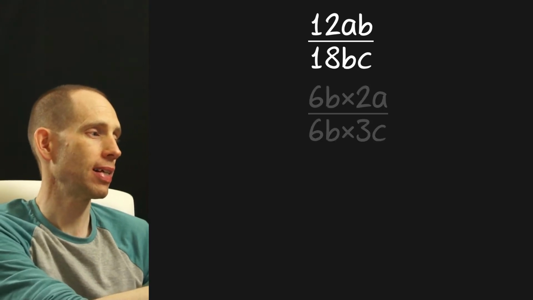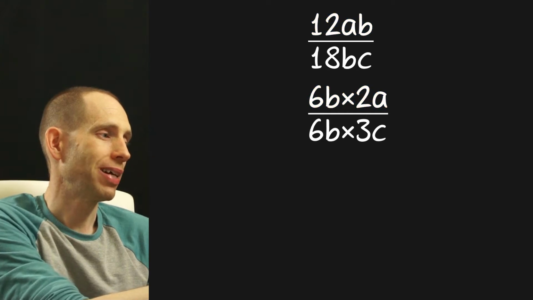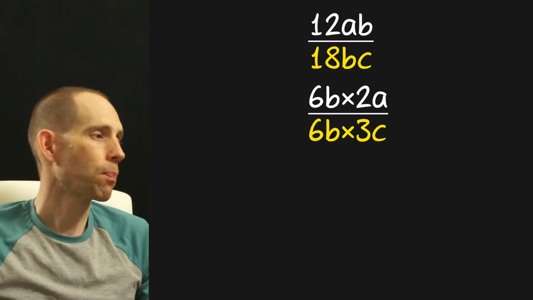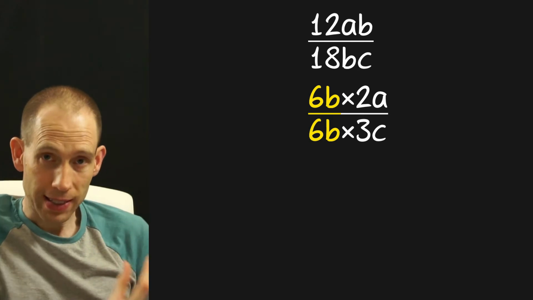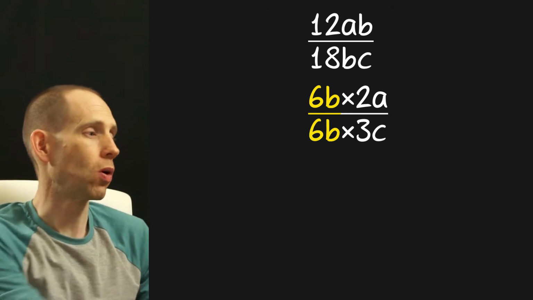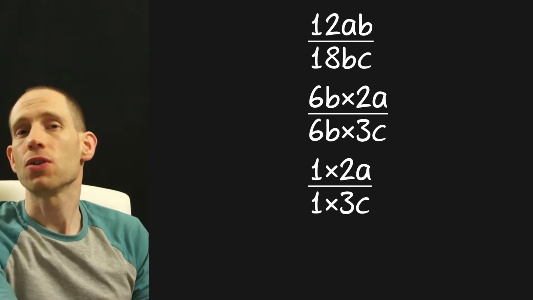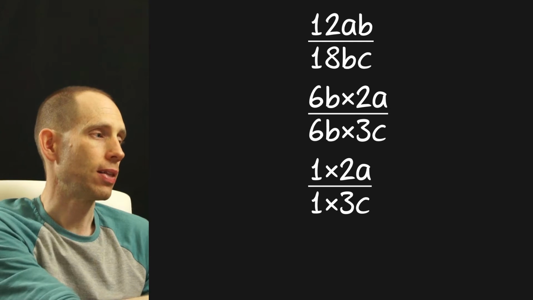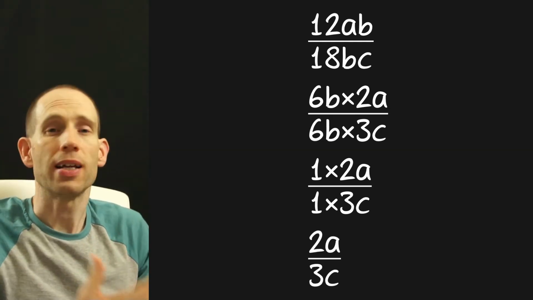I can rewrite this term as 6b times 2a. That's the same as 12ab. And I can rewrite the denominator as 6b times 3c, which is the same as 18bc. And that helps me then to see that I've got a 6b divided by a 6b, something divided by itself, which simplifies to 1. Something divided by itself is 1, which means I'm left with 1 multiplied by the other factors that weren't being divided by themselves. So what was left? The 2a and the 3c. And 1 multiplied by those will just be those. So the 2a and the 3c.